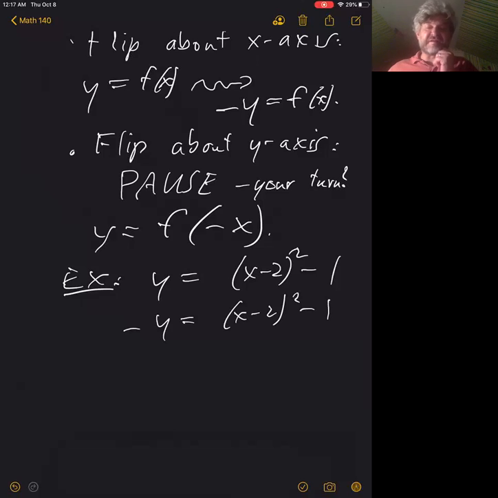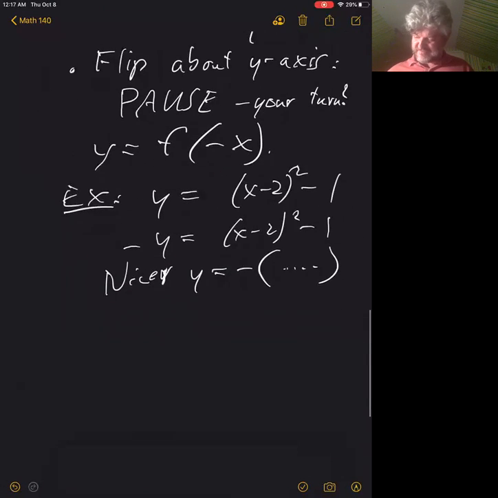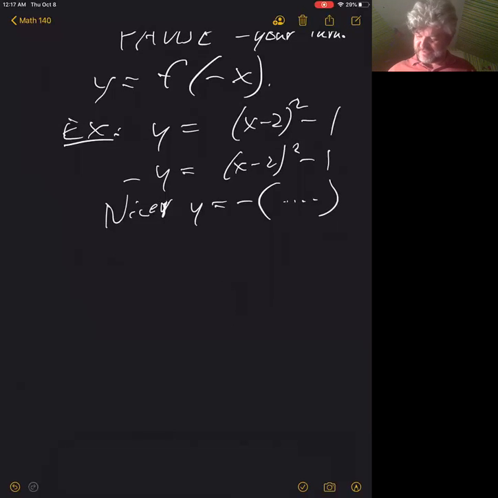Okay, you can multiply the entire equation by negative 1. That's probably nicer, because we like our functions with the y all by itself. So we get y is negative the whole splodge. That, it'll have the flipped graph. And you can flip it over. Should I sketch that? Okay, I probably should.